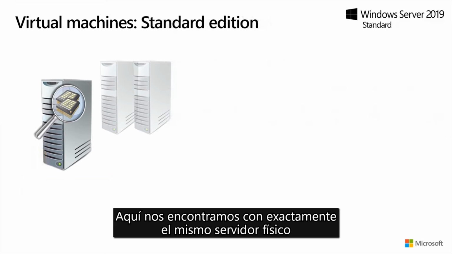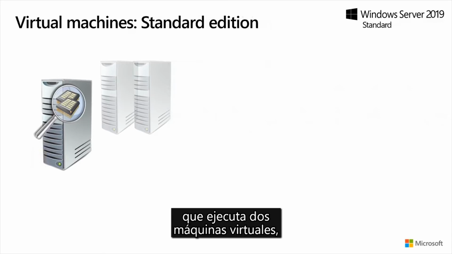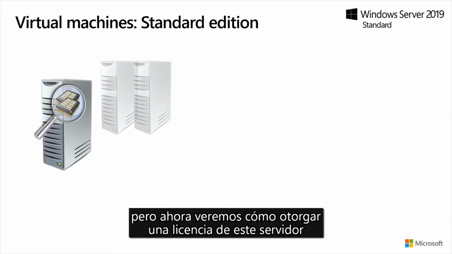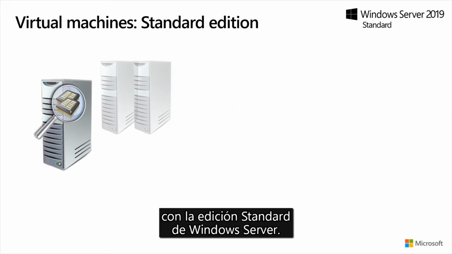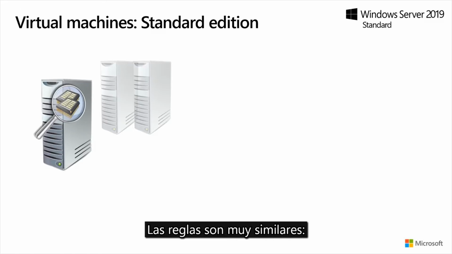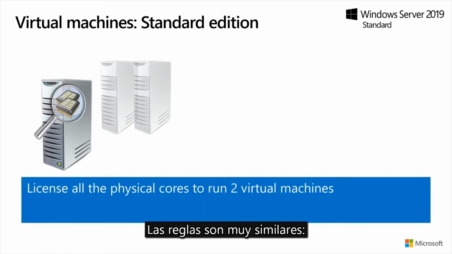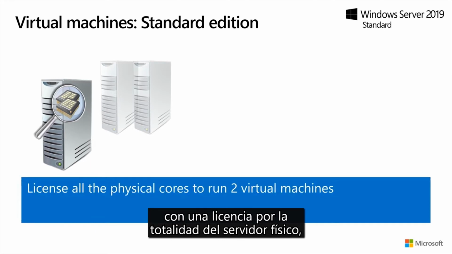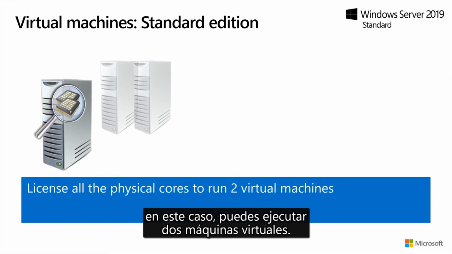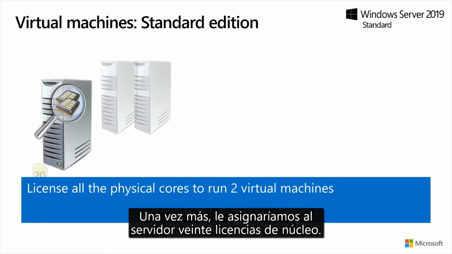Here we're looking at exactly the same physical server running 2 virtual machines, but now we'll look at how you license it with Windows Server Standard Edition. Here are the rules, and you can see very similar. If you license the physical server completely, then in this case you're allowed to run 2 virtual machines. Again, we'd assign 20 core licenses to the server.